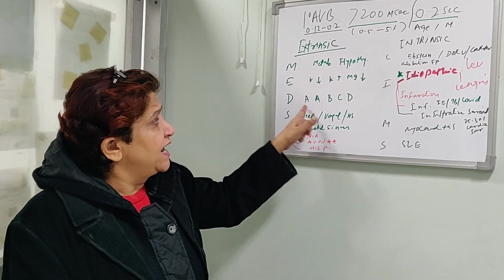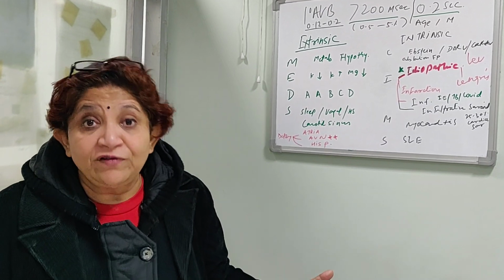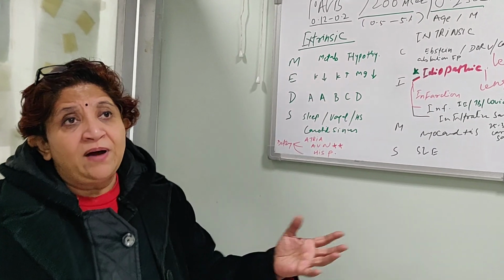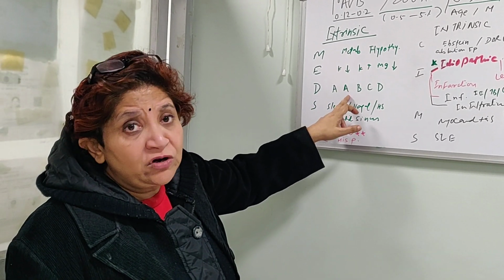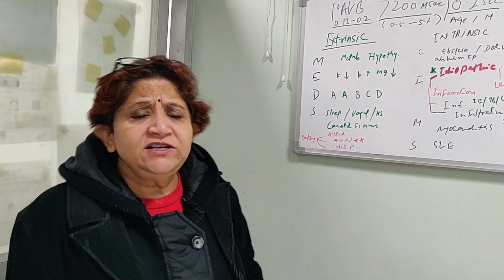In drugs, it is A, B, C, D. They are all acting at the level of the AV node and prolonging the refractory period of the AV node, thereby increasing the PR interval. So A is for adenosine, amiodarone, B is for beta blocker, C is for calcium channel blocker, D is for digoxin. Simple way to remember, isn't it?